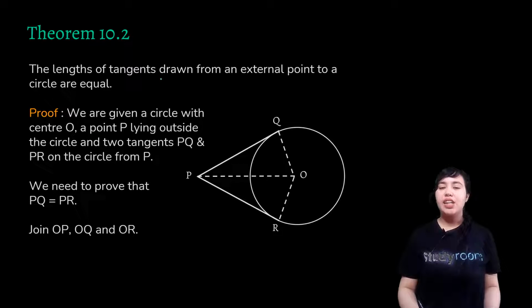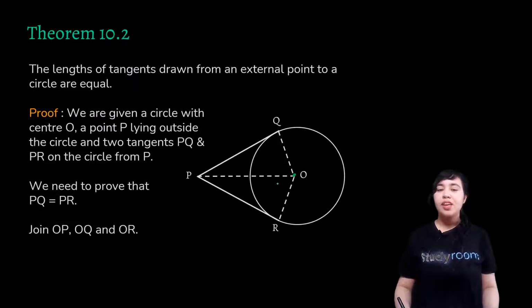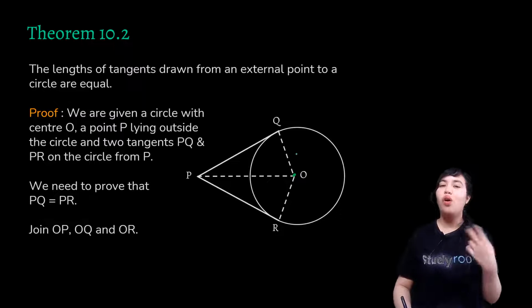The lengths of tangents drawn from an external point to a circle are equal. So consider a circle with center O. Then you tell me, what is the external point over here? Is it P, is it Q, is it R? By external point, we refer to a point which is neither inside the circle nor on the circle. So that is point P.